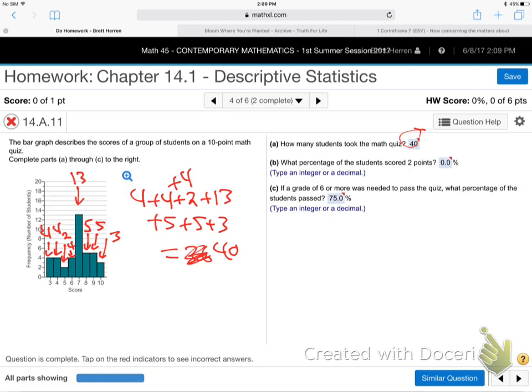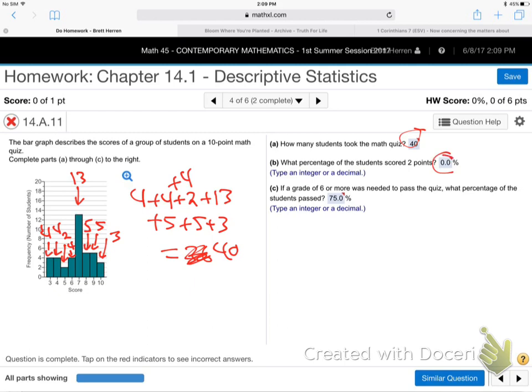What percentage of the students scored 2 points? Nobody scored 2 points. The lowest score is 3 points, right? Scores are on the bottom. Just making sure you can read the graph. Frequency means how many got that score. So 4 people got a score of 3 on that quiz, 4 people got a score of 4, 13 people got a score of 7, and on you go. That good? All right, so this one's 0%.